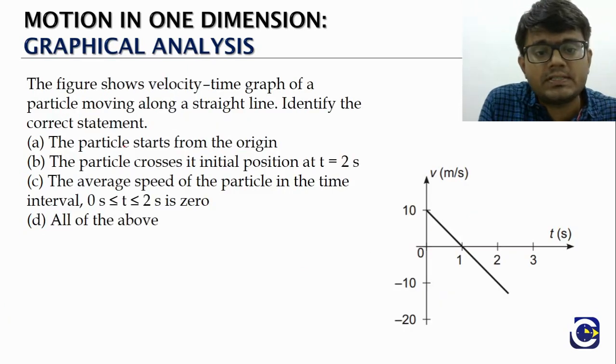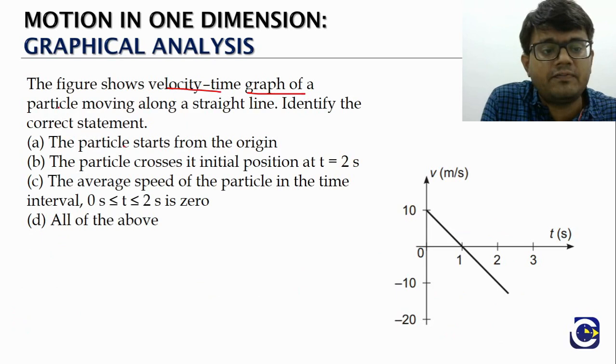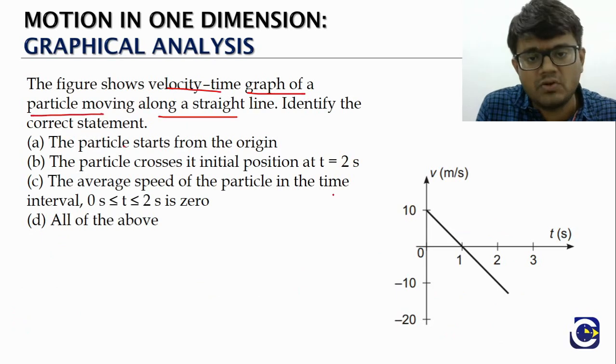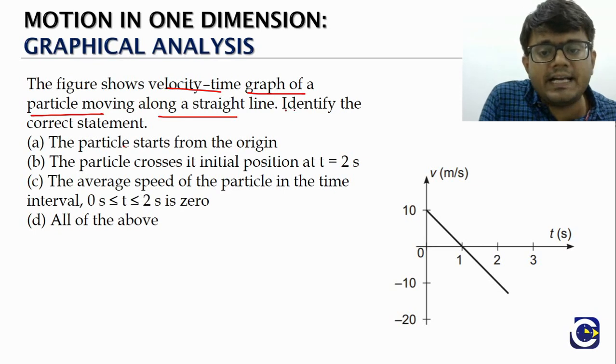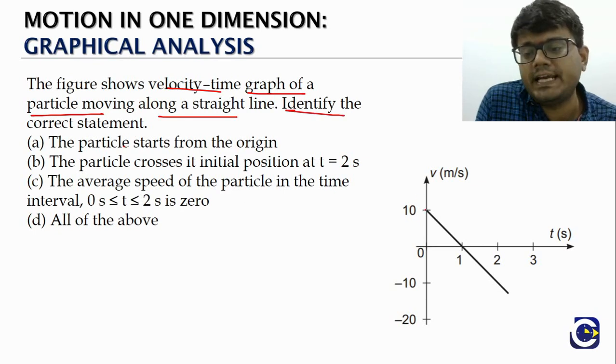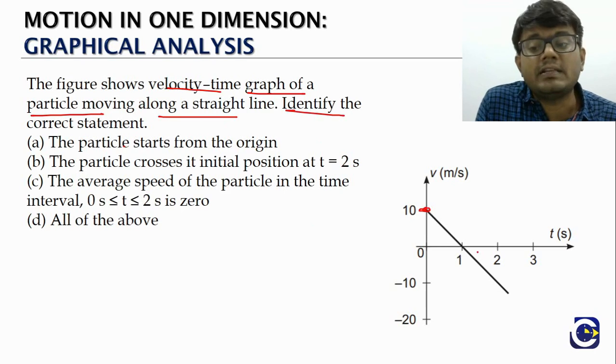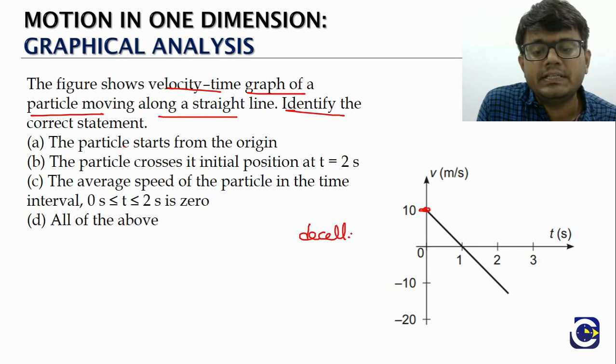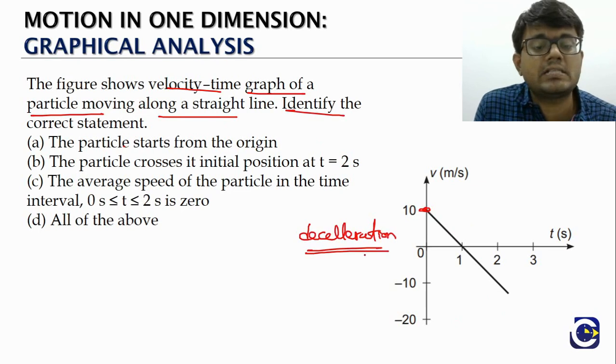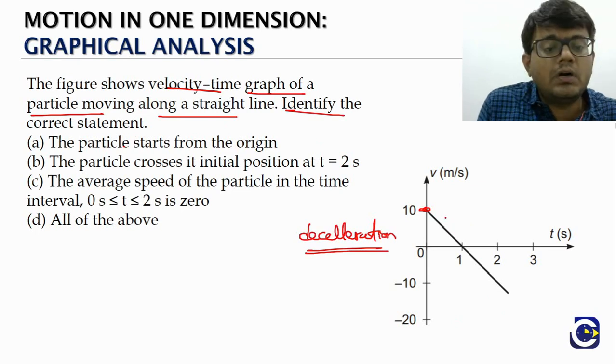The figure shows the velocity time graph of a particle which is moving along a straight line. So all this, we are looking at particles moving along a straight line, 1D motion. Identify the correct statement. If you see here, the velocity is starting from 10 meter per second. It is a straight line with a negative slope, which means this is in deceleration. Clearly we can say it is in deceleration, which means the acceleration will be negative. So we have to look at these options and conclude.